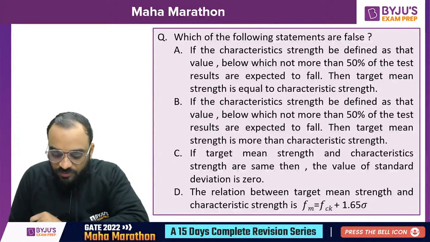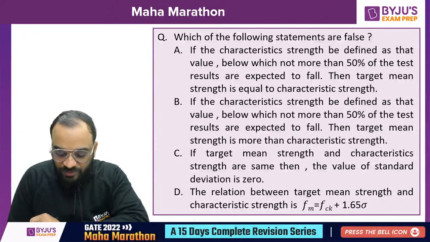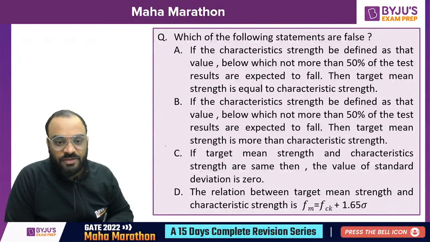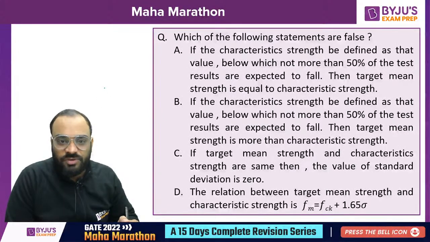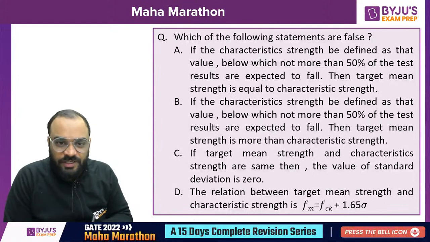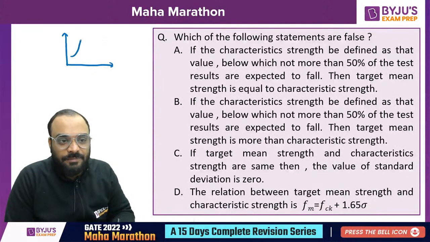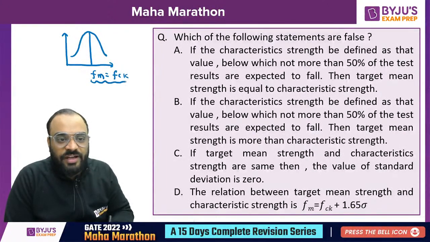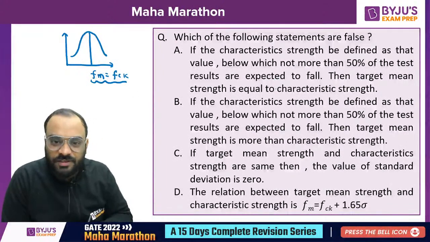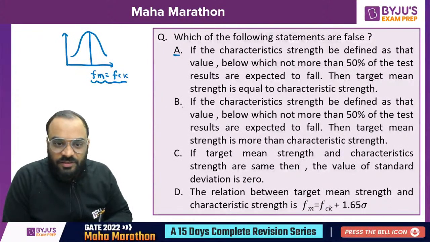Very nice, guys. Let's understand the question. As per the first statement, the characteristic strength is defined as that value below which not more than 50% of test results are expected to fall. That means we are defining the characteristic strength and the target mean strength as the same. So the Fm and Fck values will be the same. So they are equal. Yes, it is a correct statement.